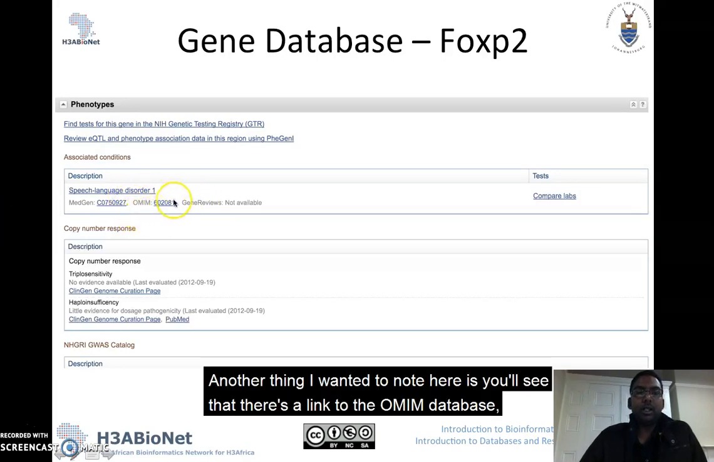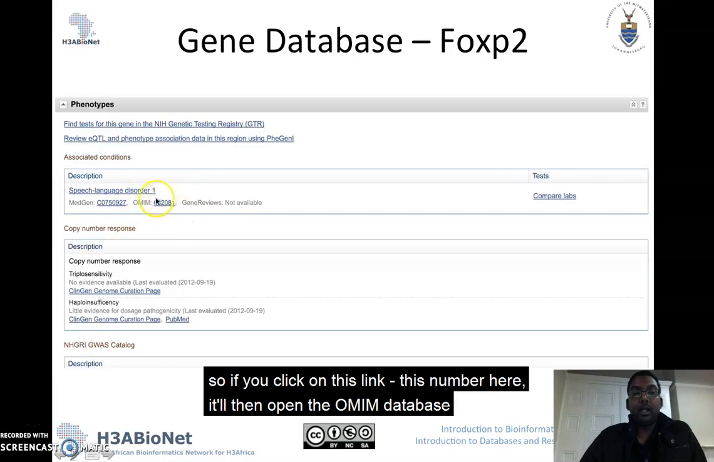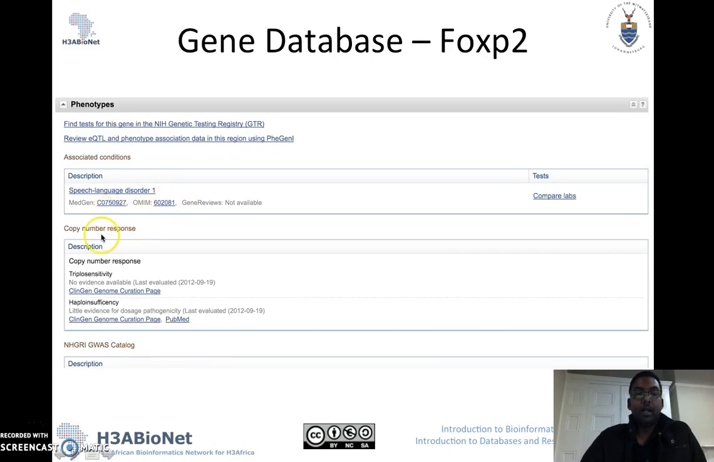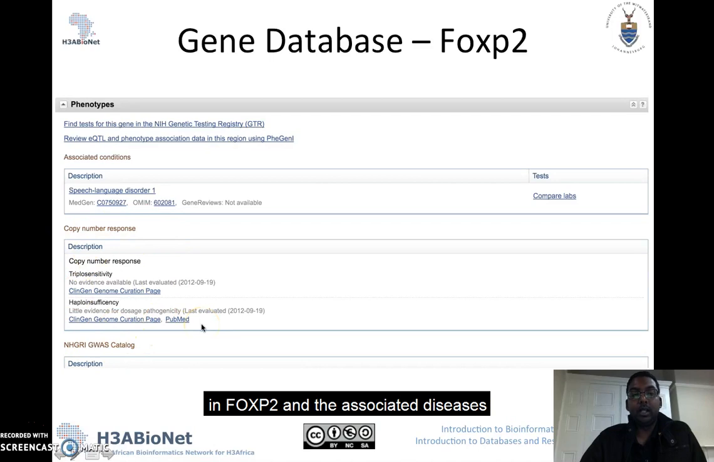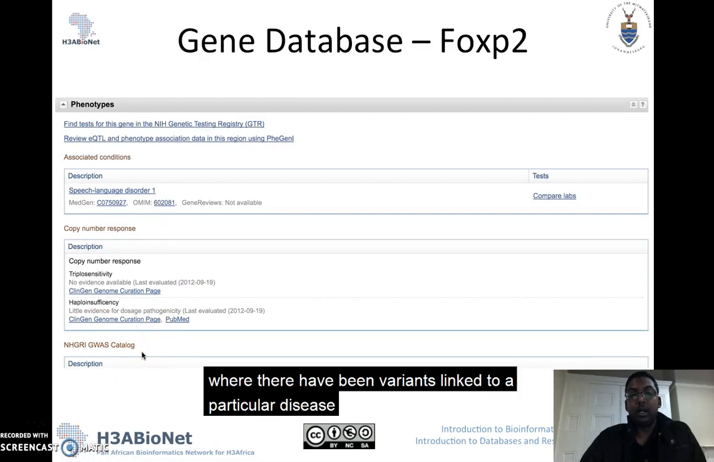Another thing I want you to note here is that there is a link to the OMIM database, which I spoke about before. If you click on this number here, it will open up the OMIM database and give you information about this particular genetic disorder. You'll also be able to look at variants that have been identified and linked to this genetic disorder. And then there's some additional information about other clinically relevant variation that has been identified in FOXP2 and the associated diseases. This looks at copy number variation, and further down here, which I haven't shown you, it will show you if any genome-wide association studies have been done where variants in the FOXP2 gene have been linked to a particular disease.